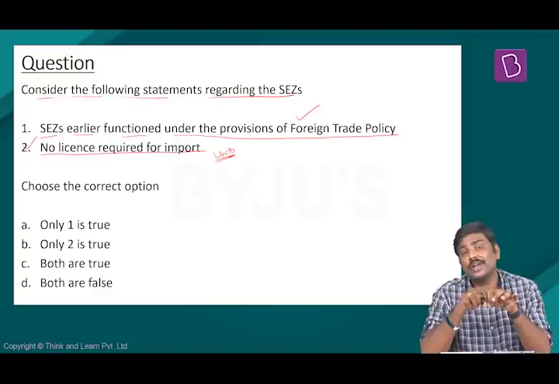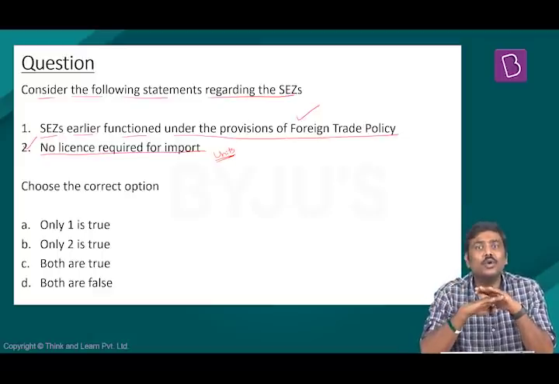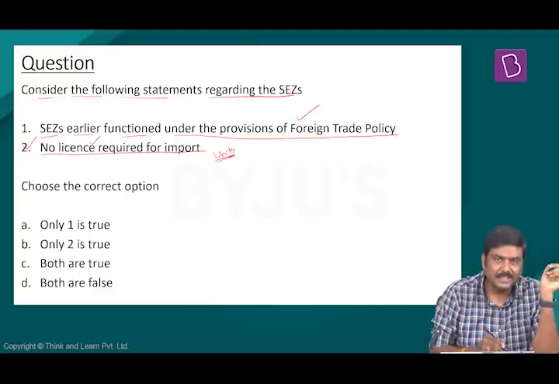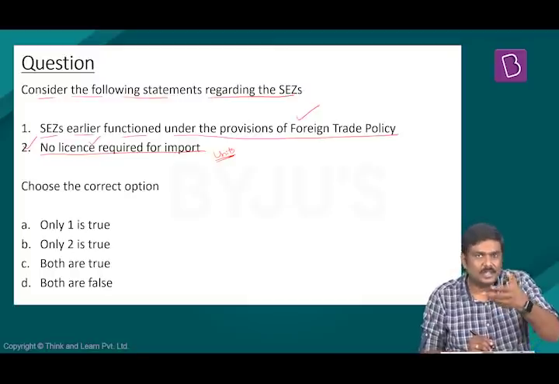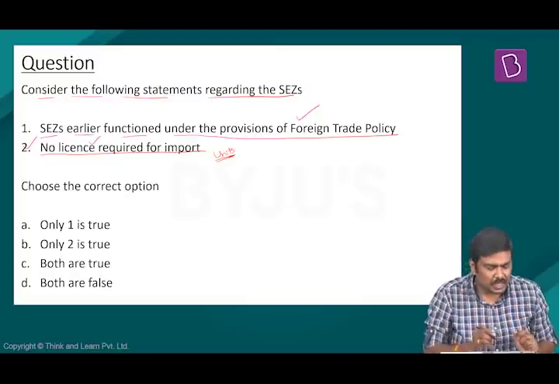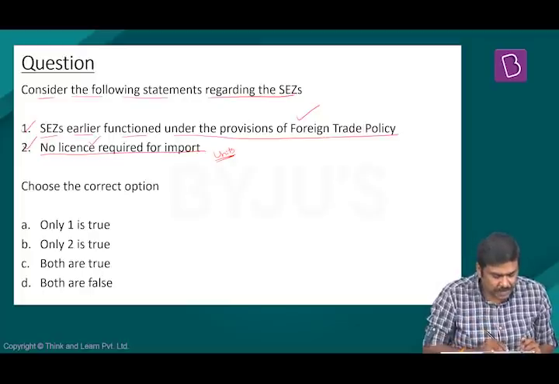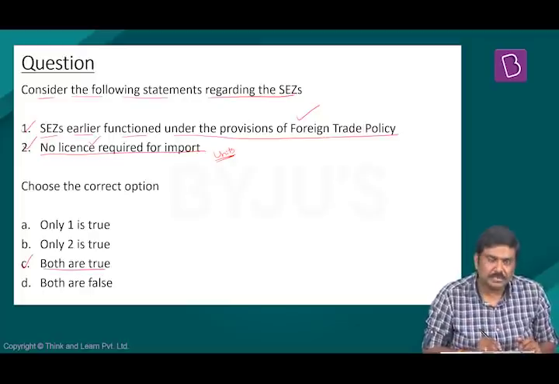Any unit which is located within the SEZ, they do not require any kind of an importing license whenever they want to import certain raw material, let's say certain component. So both the statements are true. Based on this, right option is option C, both are true.